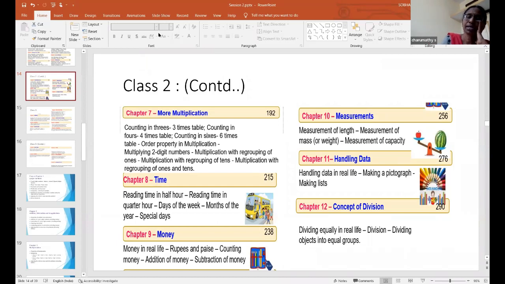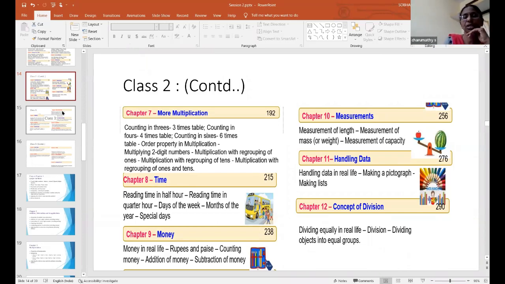And next one is handling data. Handling data, here again, in the previous class, they learned how to interpret the pictograph. Now they will learn how to draw the pictograph and how to make a list of things that are given to draw a pictograph. Here only we introduce the concept of division, dividing equally in real life, dividing objects into equal groups. Here again, the concept of division will be only a few pages, wherein they will learn that repeated subtraction is nothing but division. Towards the end of class 2, they are given introduction to division. So these are class 2 portions.